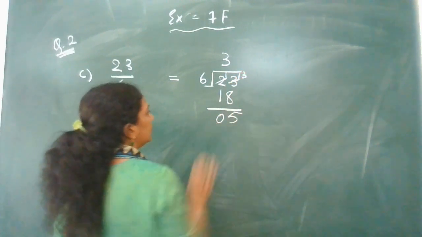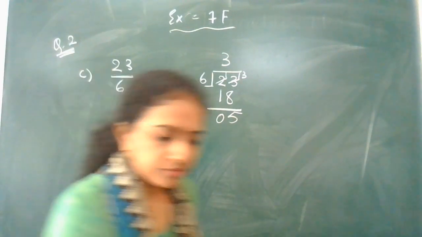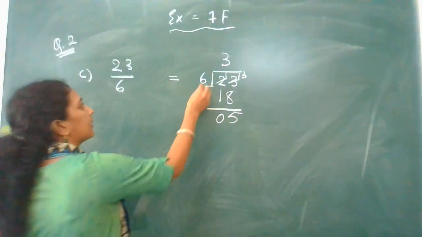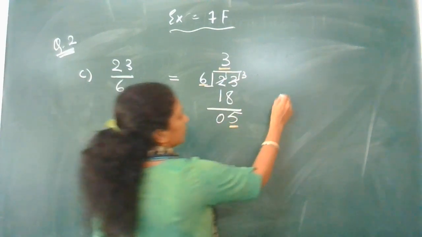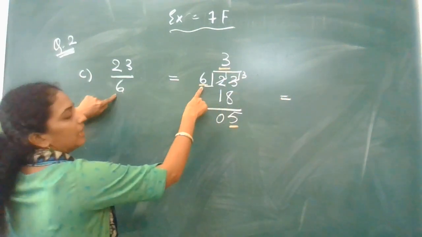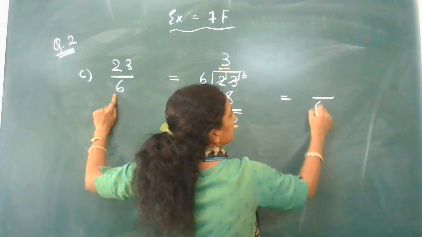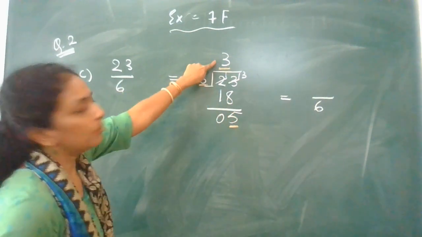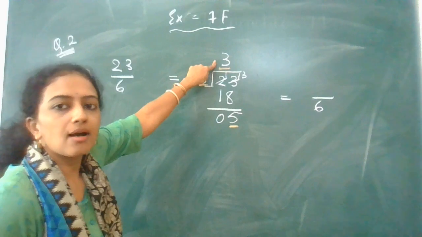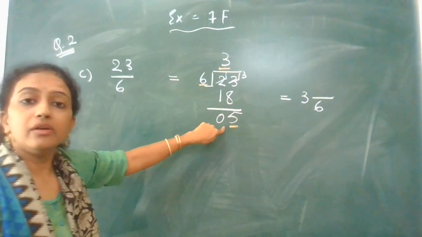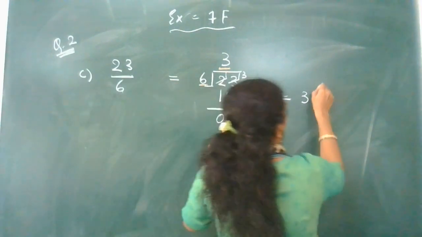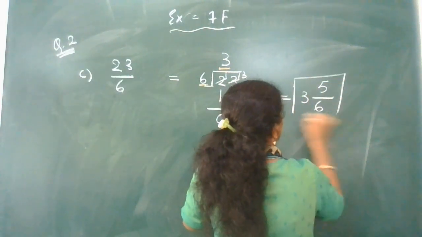Okay, and here is a 0. Now we have these 3 numbers, that is 6, 3 and 5. 6 is a denominator, so it will go as a denominator. This quotient is always a whole number, so it will come here. And then the remainder will come as a numerator. So this is your answer.